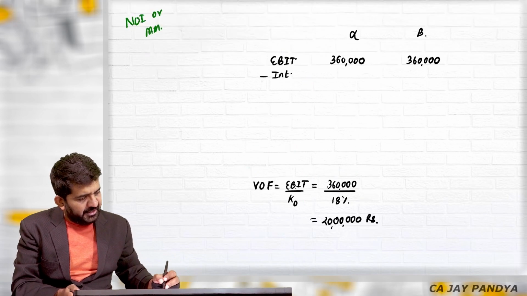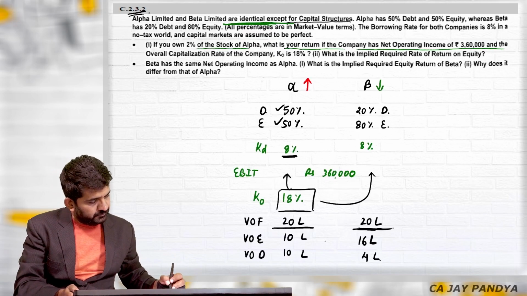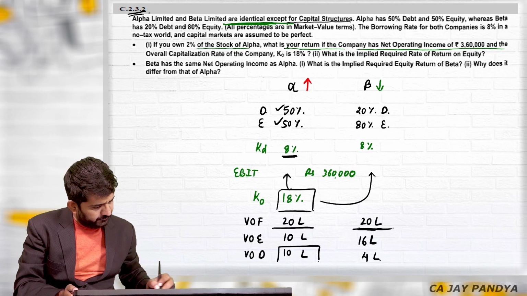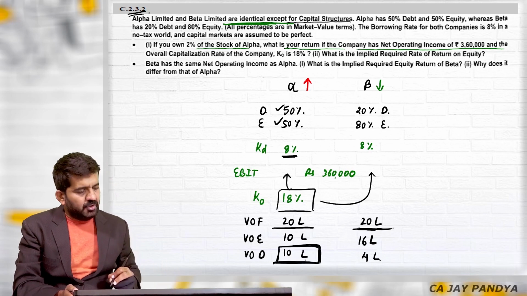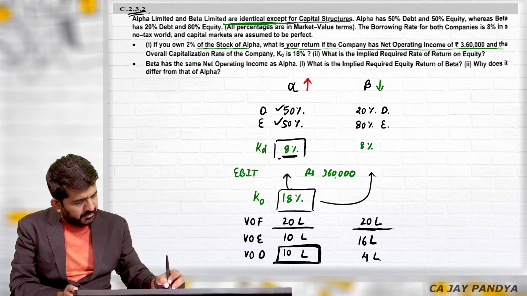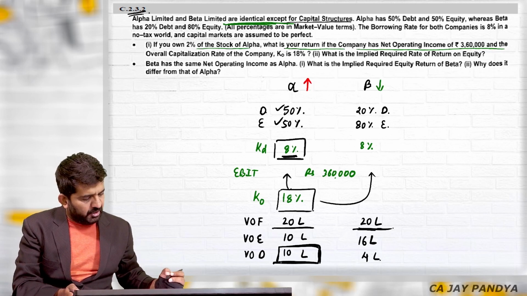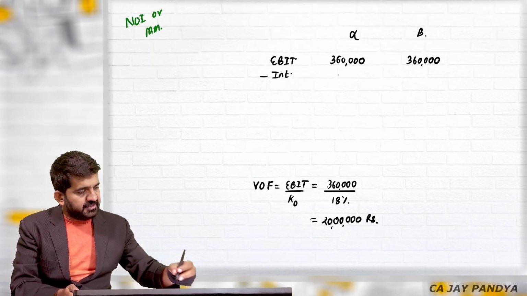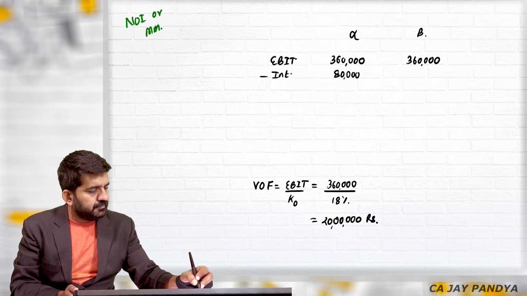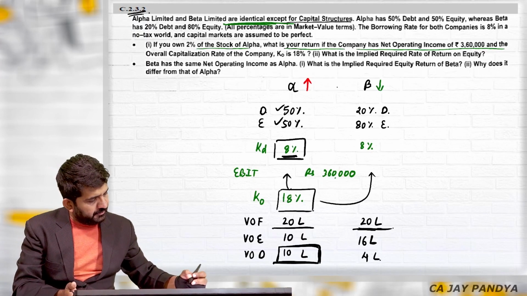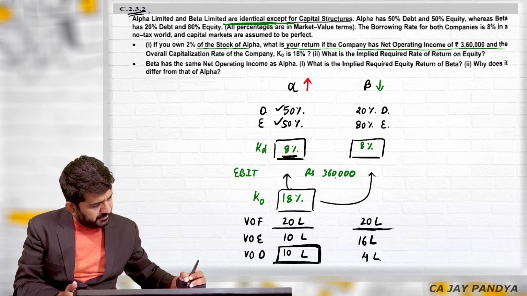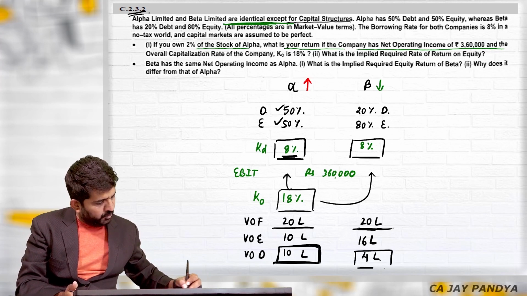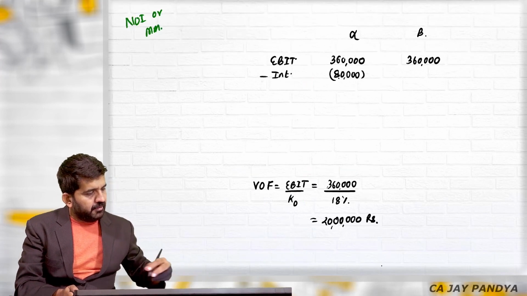Interest is 8% on 10 lakhs. 8% on 10 lakhs will be your interest. That is 80,000. Here, 8% on 4 lakhs, which is 32,000.